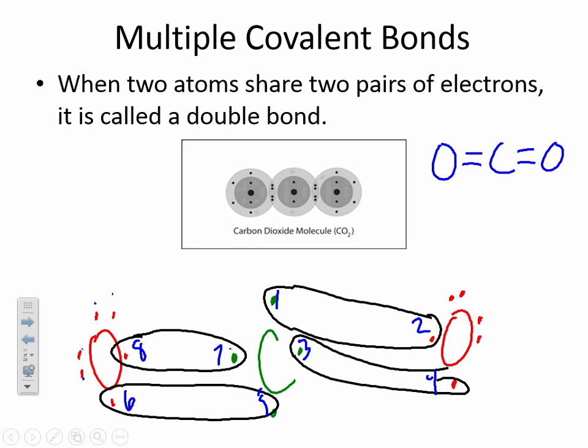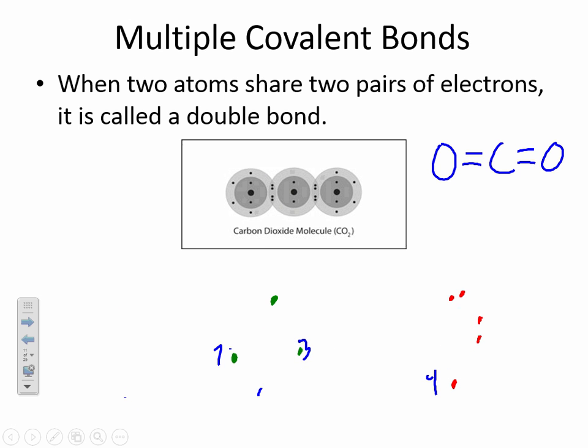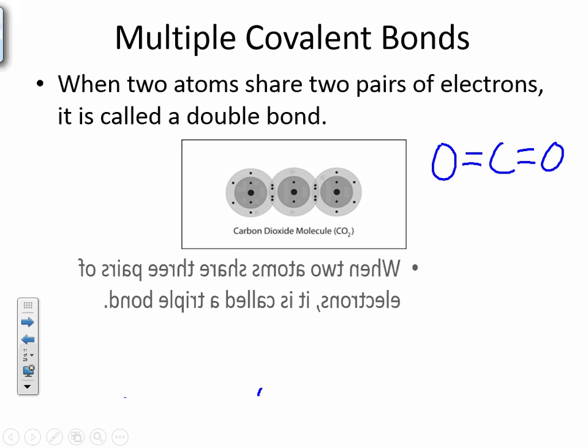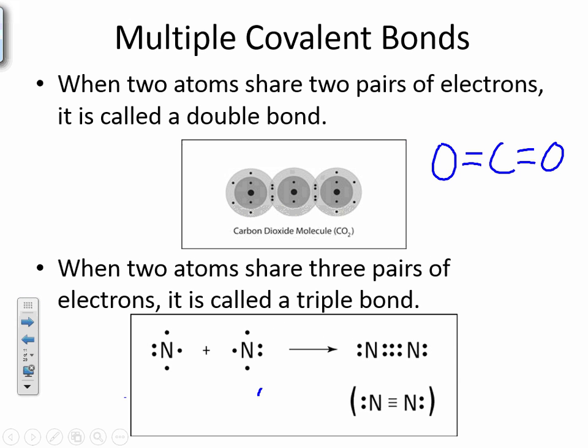So 1 line, or 1 pair of sharing, was a single bond. 2 pairs of sharing is a double bond. Any guess what you call 3 pairs of sharing? Any takers? That's right. 3 pairs of sharing is a triple bond. So what does a triple bond look like? All right, throw it in here.